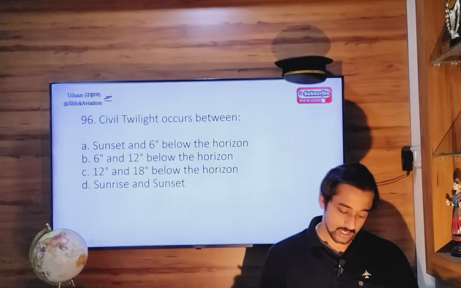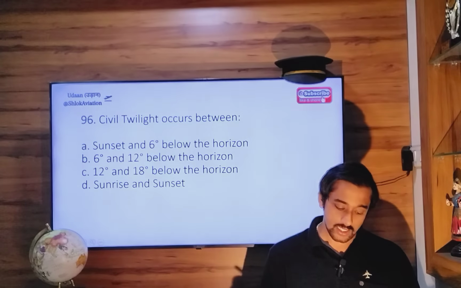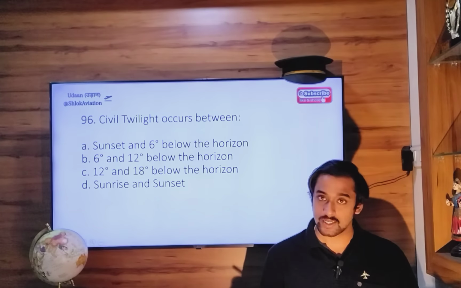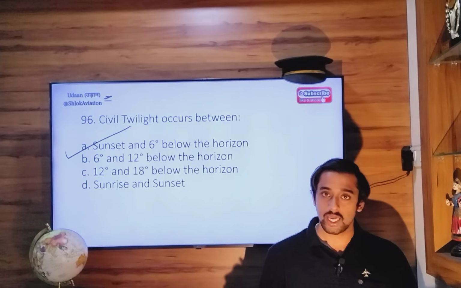Civil twilight occurs between sunset and 6 degree below horizon, 6 degree and 12 degree below horizon, 12 and 18 below horizon, sunrise and sunset. So it is option A.